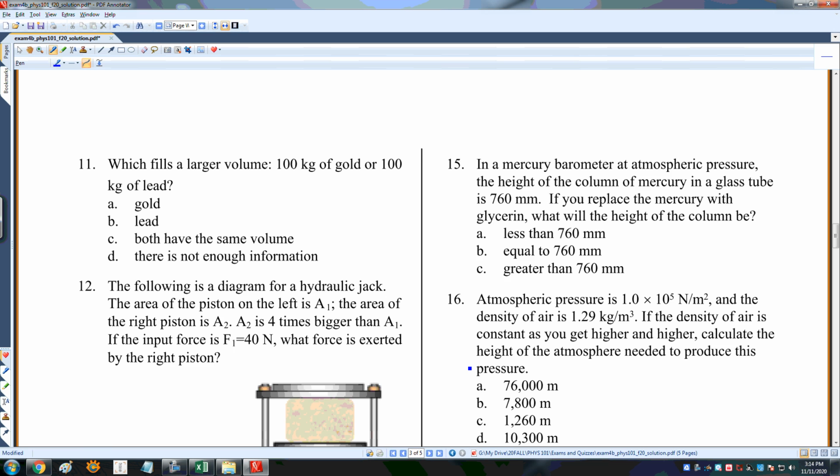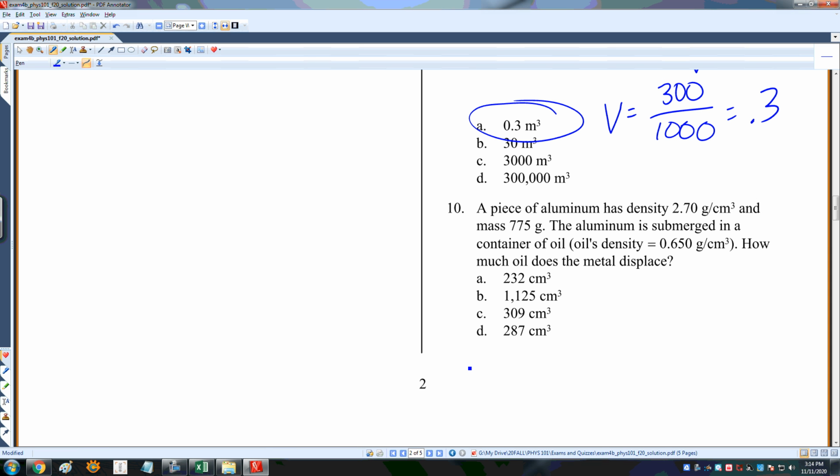A piece of aluminum has density 2.7 grams per cubic centimeter. Notice I'm using CGS here, and a mass of 775. It's submerged in a container of oil, and I give you the oil's density. How much oil does the metal displace? Okay, so this seems a little bit complicated, but it turns out that the oil density doesn't really matter. It doesn't really matter what it's in.